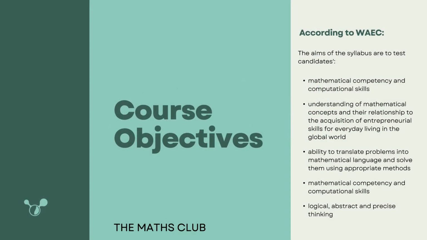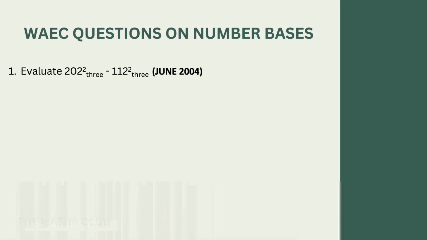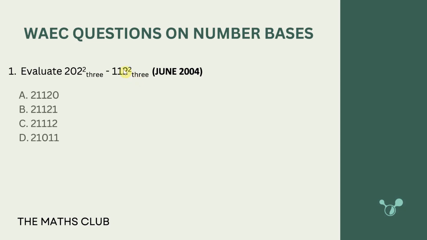Remember, according to WAEC, there are some objectives that they want you to know. These are very, very good to know, right? Great. So the first question is taken from June 2004, right? It's saying evaluate 202 squared in base 3 minus 102 squared in base 3, right? You know, they have the same base, so that makes it even easier for us. Let's look at the options. Great. So let's solve.